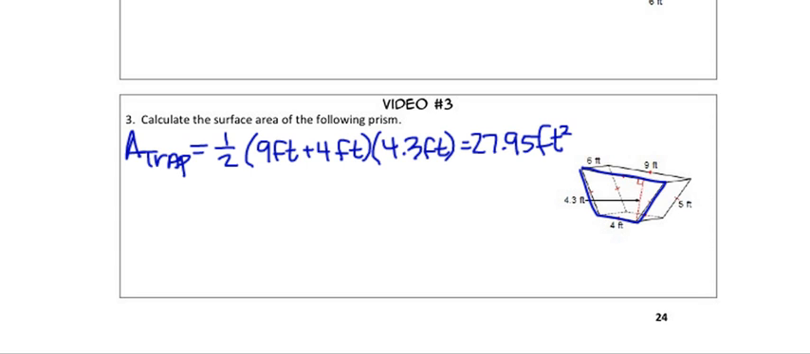But there are two trapezoidal bases of this prism. So I'm going to go ahead and multiply this by 2 to get an area of 55.9 feet squared.